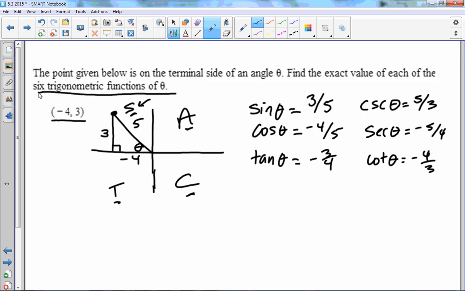Do I have sine and cosecant positive up there? Yep. Are the other four negative? Yes. Okay.